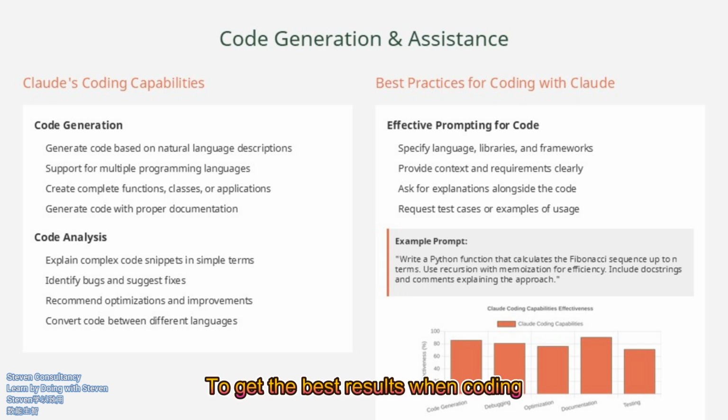To get the best results when coding, be very specific in your prompts. Mention the programming language, any libraries or frameworks you're using, and provide clear requirements. A good example prompt would be, write a Python function that calculates the Fibonacci sequence up to n terms. Use recursion with memoization for efficiency. Include doc strings and comments explaining the approach.